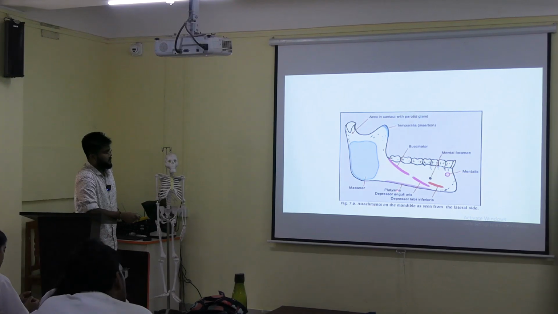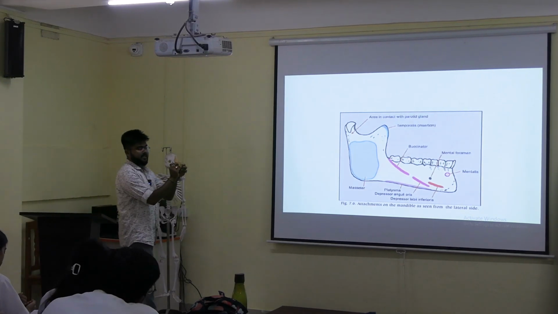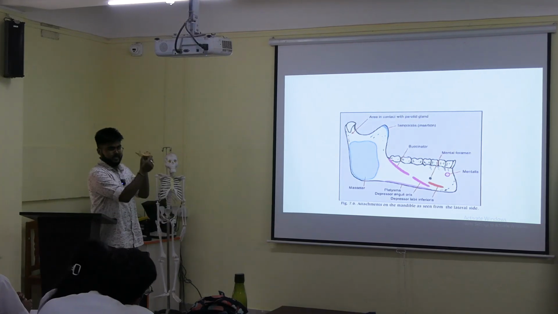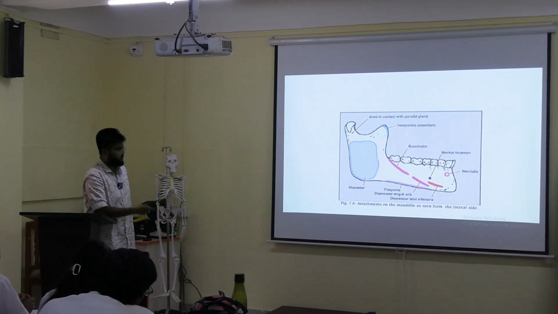Now the platysma. The platysma muscle is mainly attached at the base of the mandible. So this is the platysma muscle attached here, in the base of the mandible.